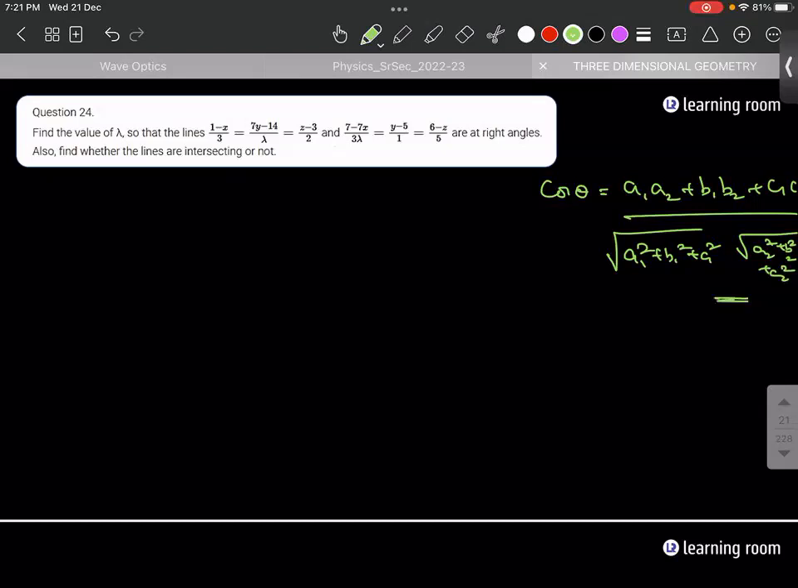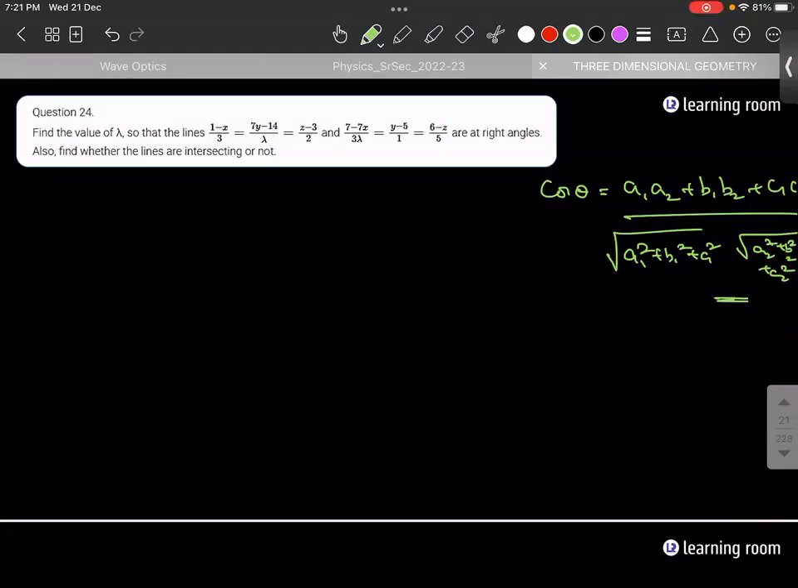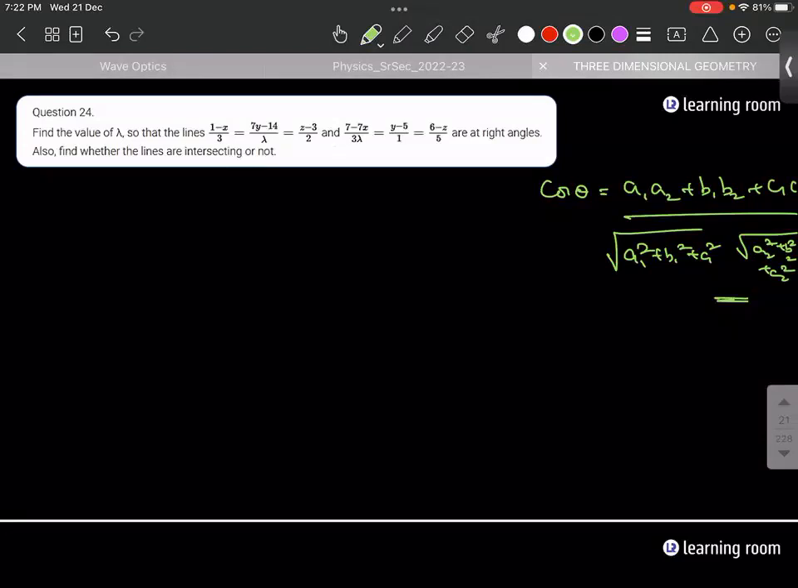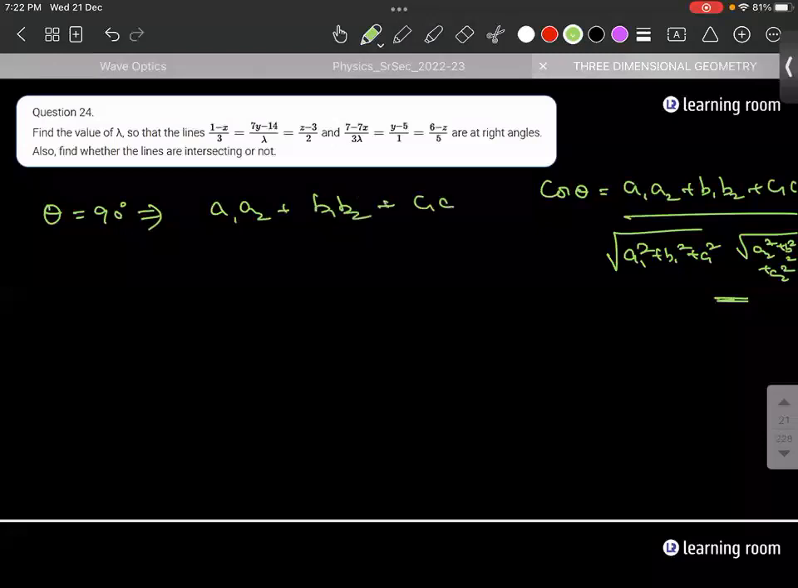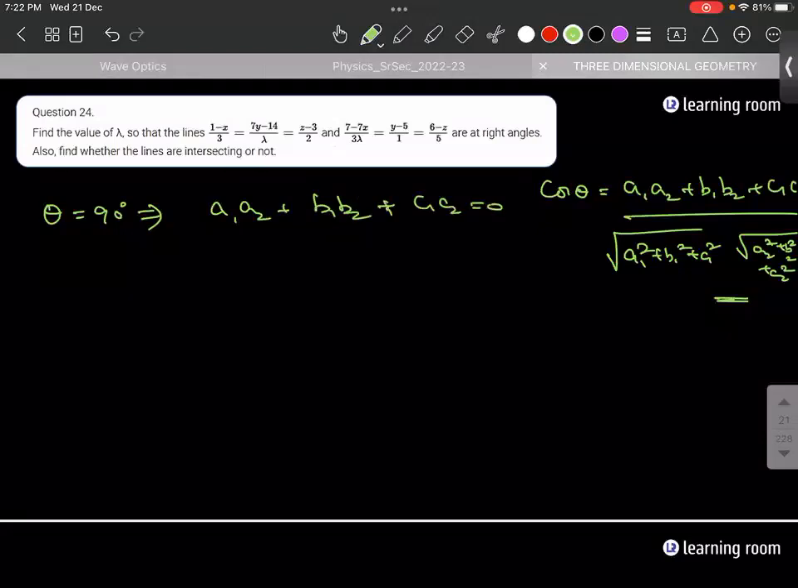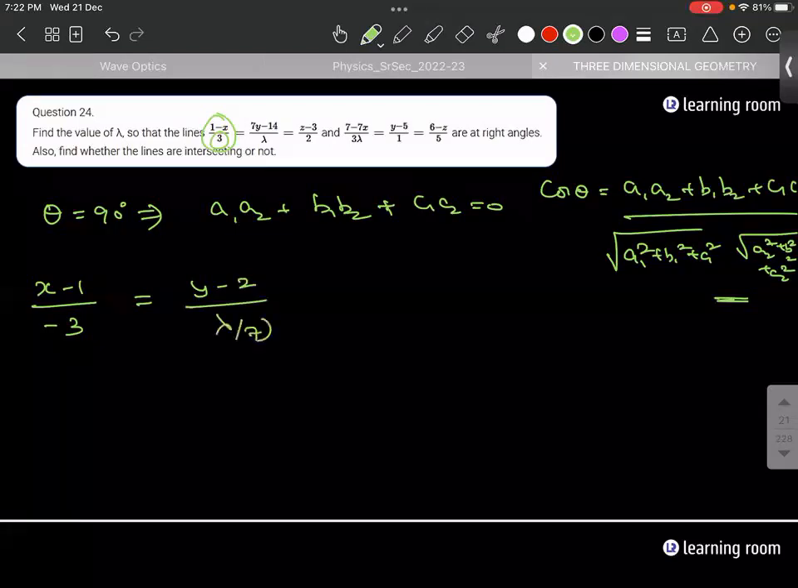Everybody knows this formula? Yes or no, please? Can I have some response? Yes, sir. Now my question is, if theta is equal to 90 degrees, then what will happen? A1 A2 plus B1 B2 plus C1 C2 should be equal to 0. So write them in the standard form. X minus 1 by minus 3 is equal to y minus 2 divided by lambda by 7, is equal to z minus 3 divided by 2.